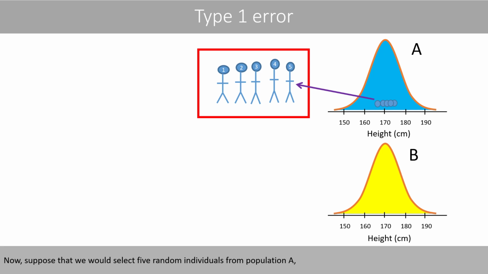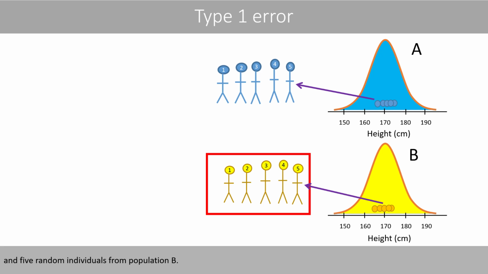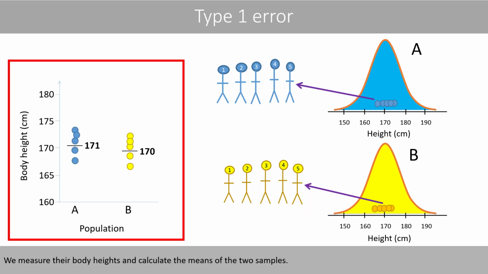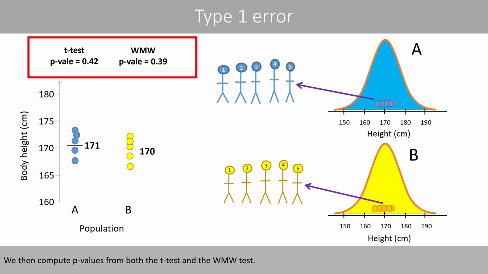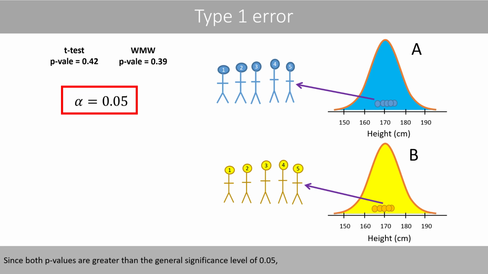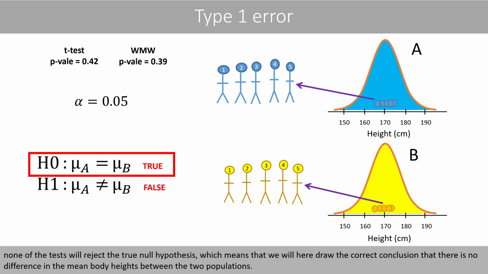Now, suppose that we would select 5 random individuals from population A and 5 random individuals from population B. We measure their body heights and calculate the means of the two samples. We then compute p-values from both the t-test and the Wilcoxon Mann Whitney test. Since both p-values are greater than the general significance level of 0.05, none of the tests will reject the null hypothesis, which means that we will here draw the correct conclusion that there is no difference in the mean body heights between the two populations.